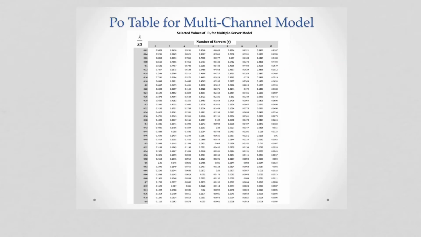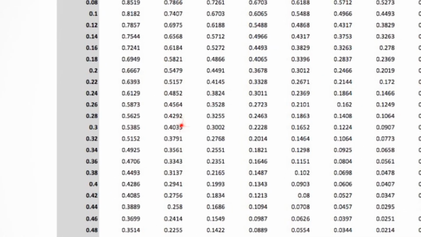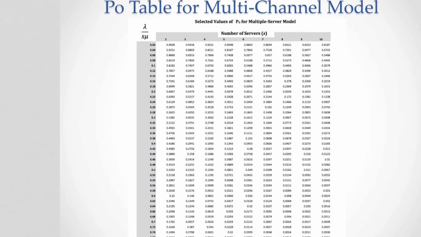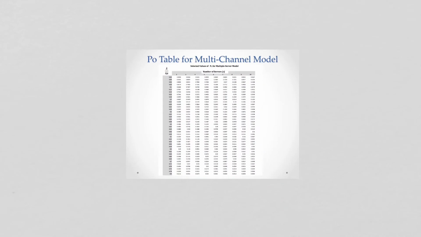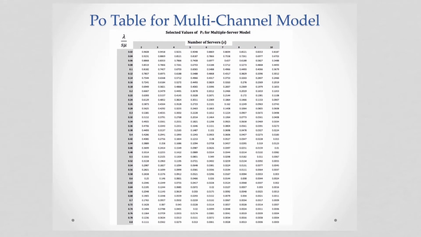Remember, when we have a multi-channel model, we have this table, and we can find values for P0. If we know what lambda is, what S is, which is the number of servers, and what mu is, we can then calculate the value for P0 where we plug in the number of servers right here. So just a bit of recap.